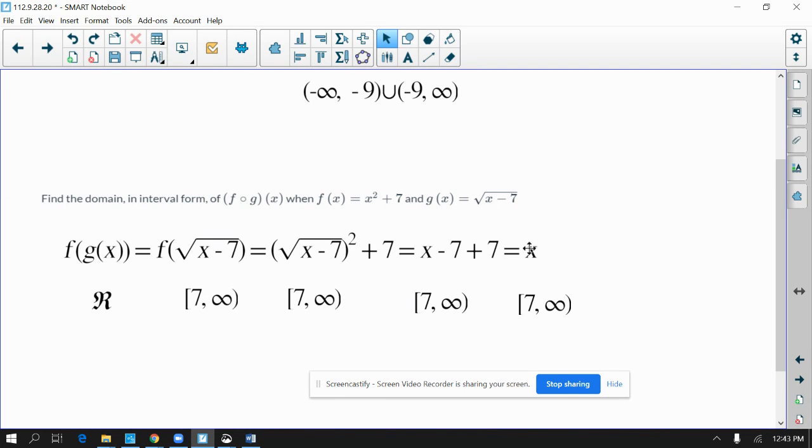So the final composition is x, which normally is just a line, y equals x. That would normally have a domain of all real, but this is the consequence of this composition. So the domain has to be applicable to these steps. That means the domain is 7 to infinity.